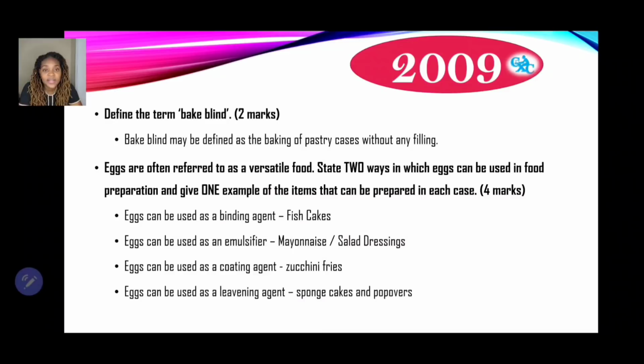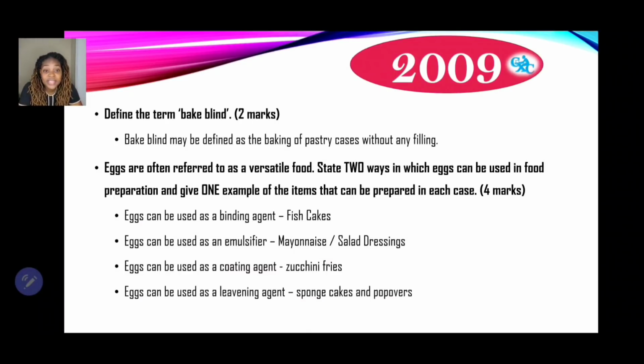Good. Next question. Eggs are often referred to as versatile food. Explain 2 ways in which eggs can be used in food preparation and give 1 example of the items that can be prepared in each case, right? And we have what? 4 marks here. So let us go. Eggs can be used as a binding agent. And an example of this is fish cakes. Good. Eggs can be used as an emulsifier. Example, mayonnaise or salad dressing.